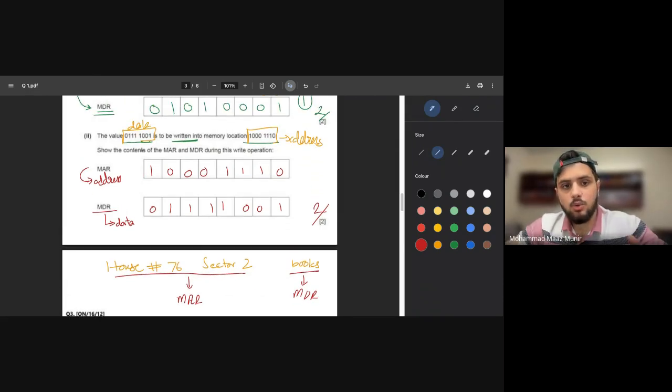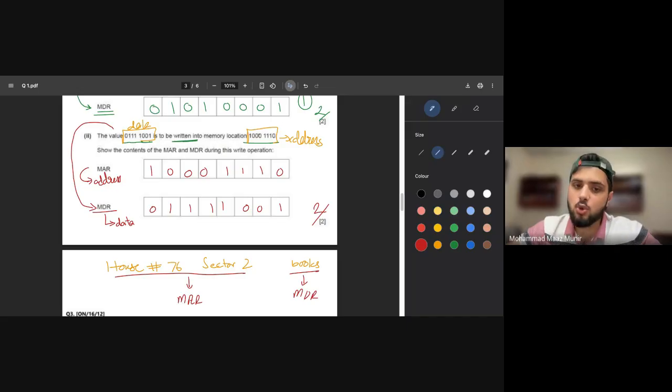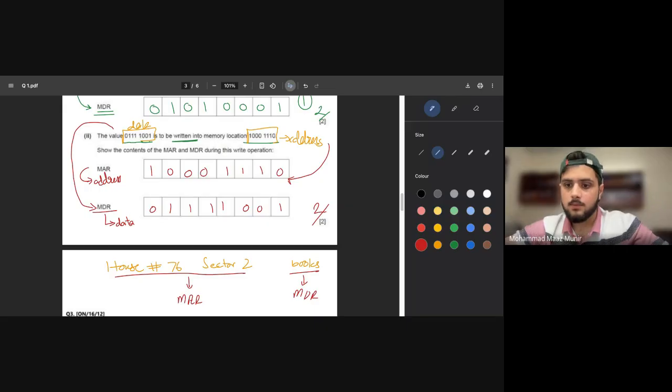So the value is this, which means this is my data. So whatever the data is, it will go into your MDR. समझ गए? And whichever point it is being stored at, that is my address. So address is going to go into MAR. Now is it clear? Khan Sanan, is it clear now? No, MAR means memory address register. Memory address register. And MDR basically means memory data register.